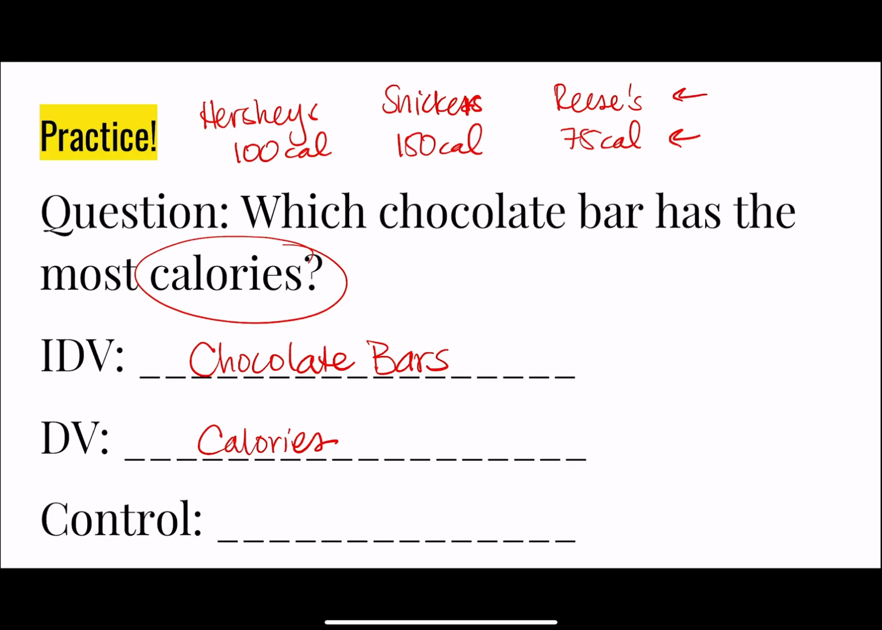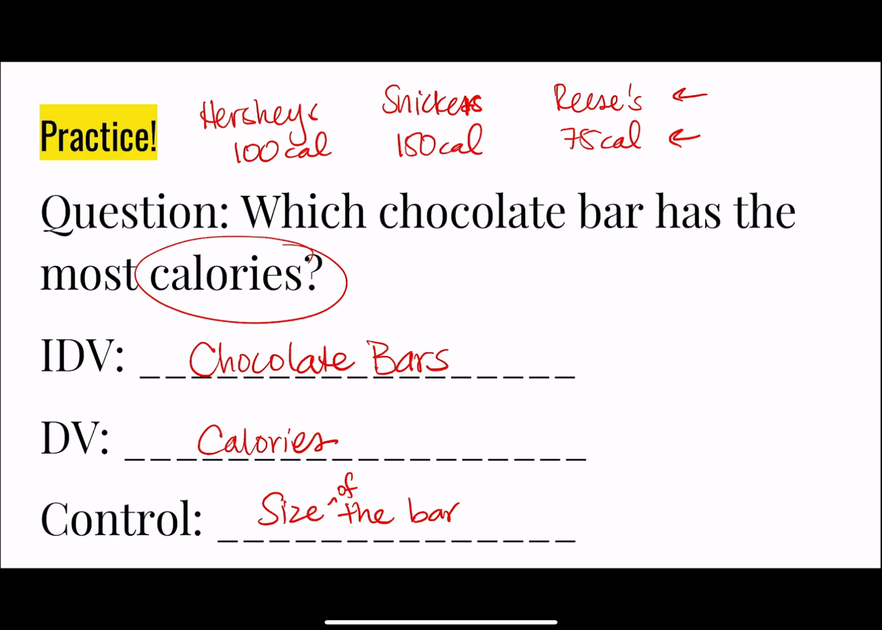And then control, something that should stay the same. So if I was conducting this experiment, what would make my caloric count as accurate as possible? Think about it. Okay, hopefully you said the size of the bar. There's usually a lot of controlled variables, and again, you want it as controlled as possible to make sure that the variable that you're changing is the same.